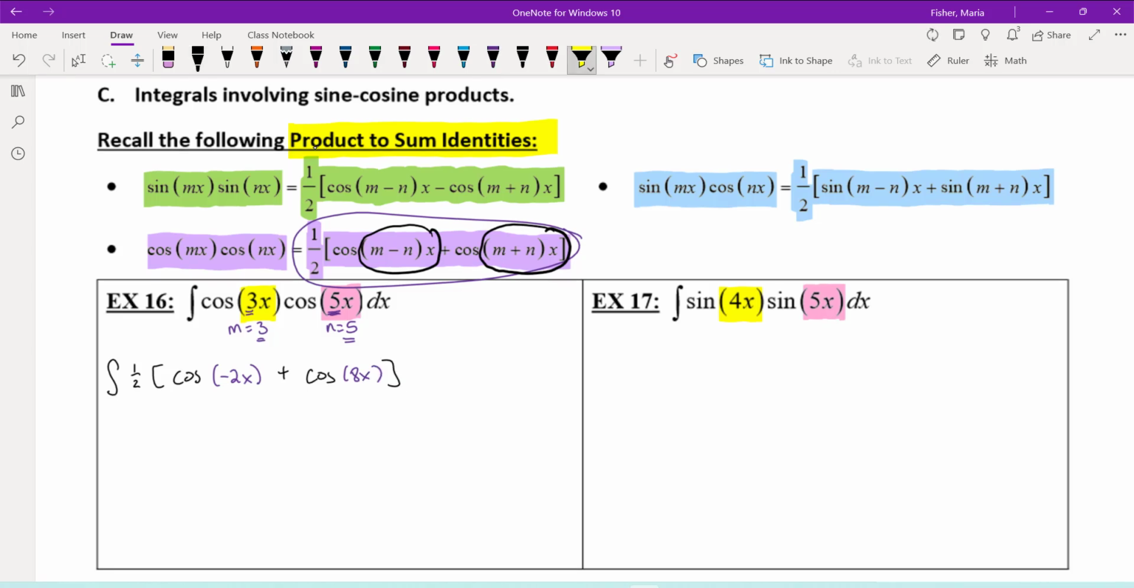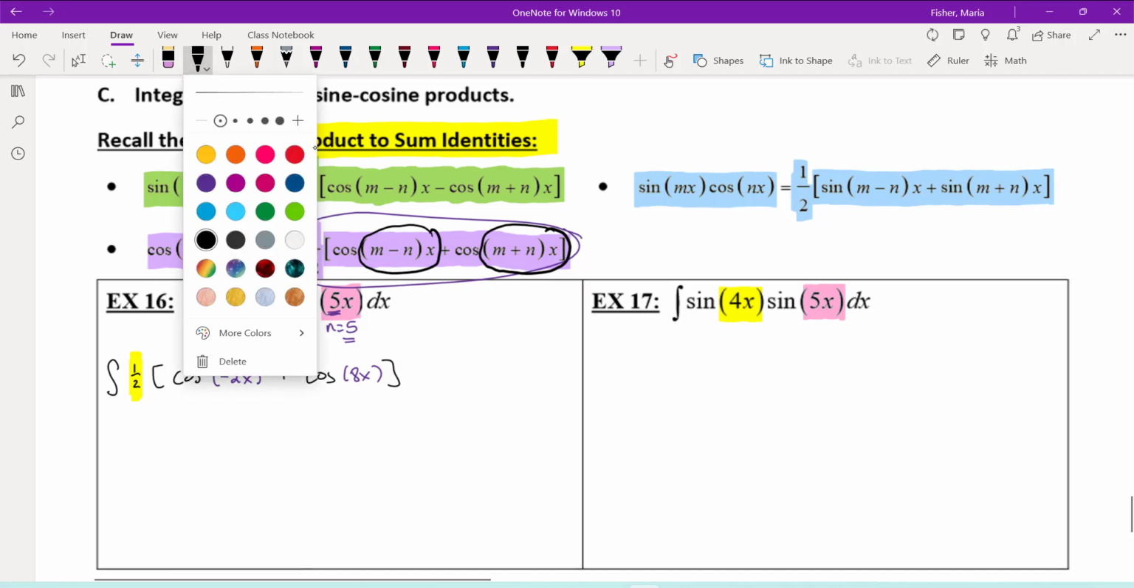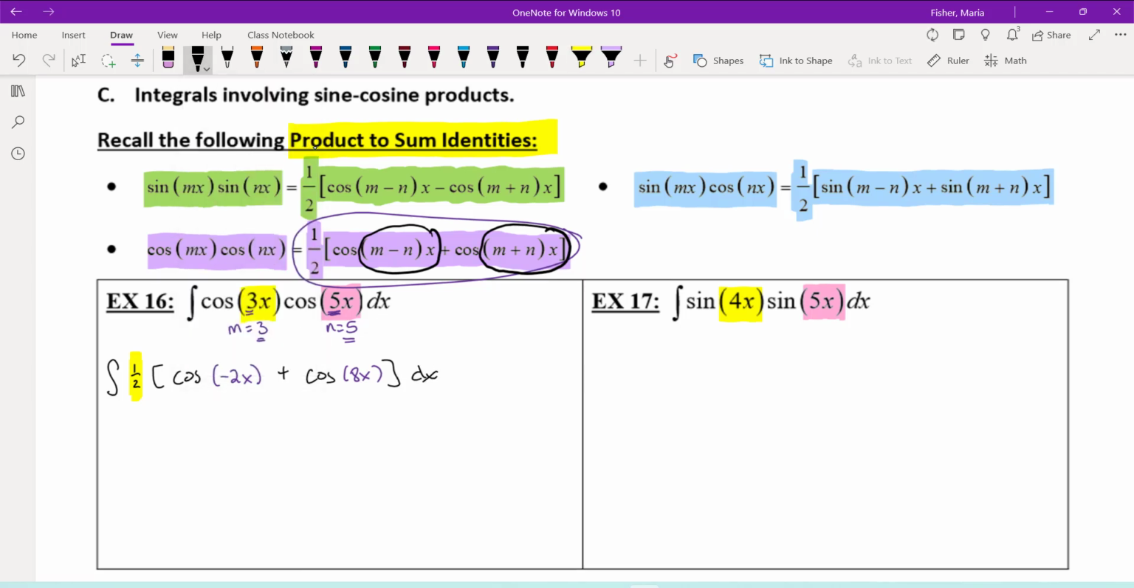Well, the first thing I notice is that I have this 1/2, and that 1/2 is a constant multiplier, and it can be pulled out of the integral. The next thing I want to talk about is this right here. Cosine is an even function. What does that mean? Well, that means that the cosine of negative theta is equal to the cosine of theta. So we are going to rewrite cosine of negative 2x as cosine of positive 2x, and we're going to integrate it as a cosine of positive 2x.